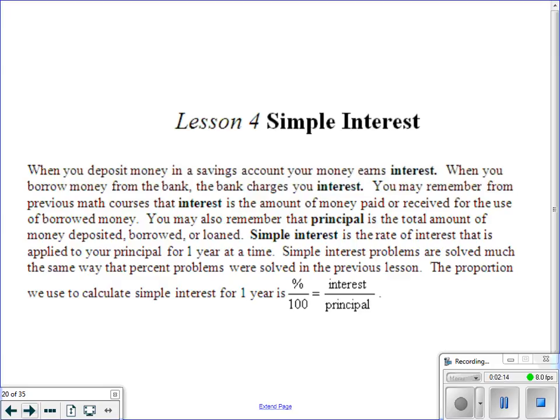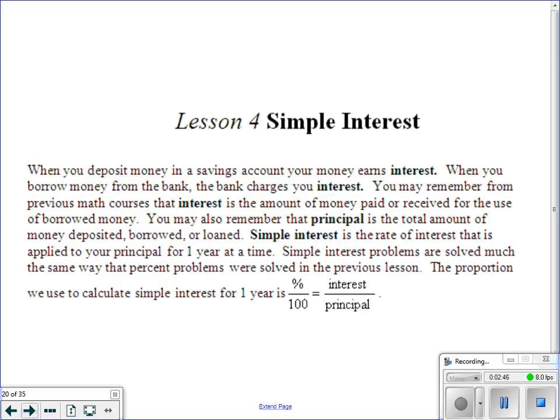Okay, the principal is the original amount of money that you borrow. So say you borrow $20 from somebody, the $20 is the principal. The extra amount that you pay back on top of the $20 is the interest. Okay? Simple interest is the rate of interest that is applied to the principal for 1 year. Okay, so simple interest just talks about 1 year at a time.